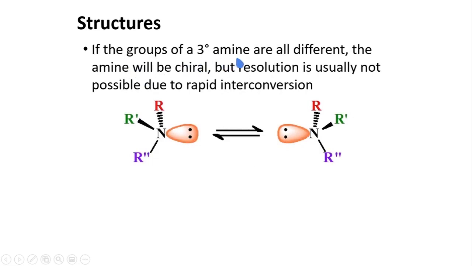If the groups of a tertiary amine are all different, the amine will be chiral, but resolution is usually not possible due to rapid interconversion. Here, the energy needed to interconvert a chiral tertiary amine is not very high, so at room temperature, this interconversion occurs very rapidly.